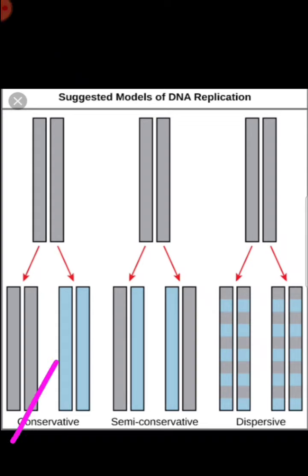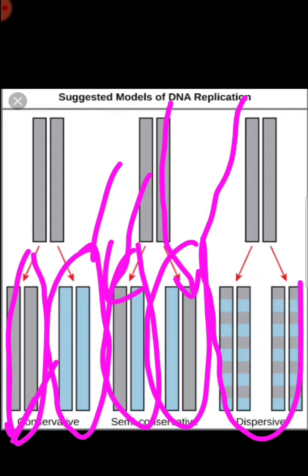So this is the conservative model of replication, where only the parental DNA will be there and a newly synthesized strand. The semi-conservative model is where the DNA from the parental strand will be distributed equally, and the dispersive model means it will be in fragment form.